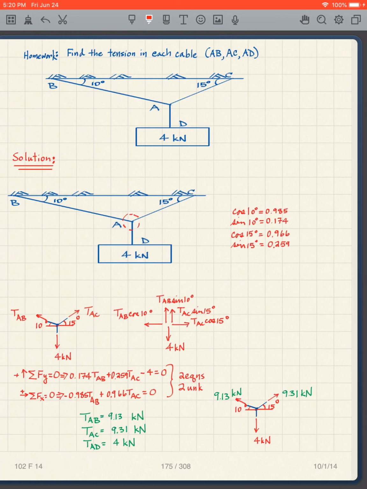Should be straightforward. Same thing, except my angles are 10 and 15, and so I'm working with cosine 10, sine 10, cosine 15, sine 15. I convert it, and using just my y components, I get this equation. Using my x components, I get this equation. Again, 2 equations, 2 unknowns. I get these values. Now it's 9.13, 9.31.